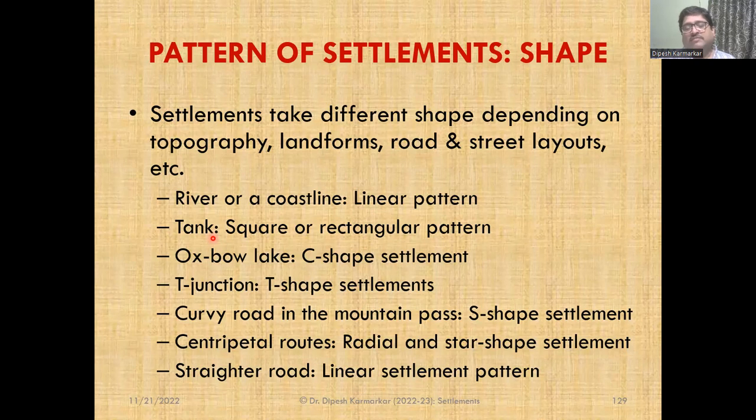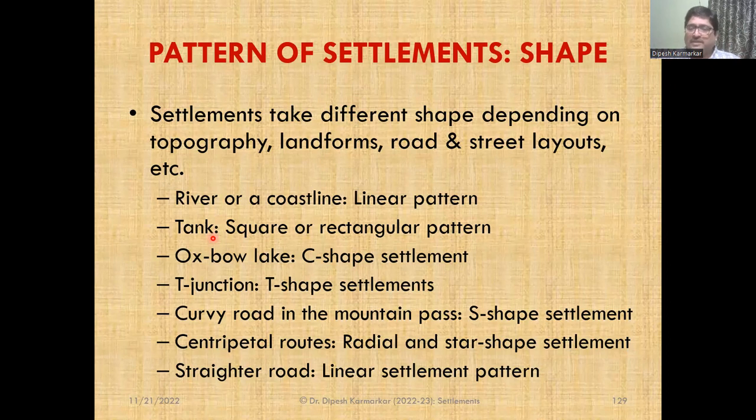Oxbow lakes, where we have seen that the rivers meander, and during the meandering, the river forms oxbow lakes. So the settlements that are located along the oxbow lake also attain a C shape or C kind of pattern of settlement. T junction, where two roads connect with each other at right angles, and therefore a settlement along these two roads, one horizontal and the other vertical, connecting at right angle, gives rise to a T-shaped pattern.